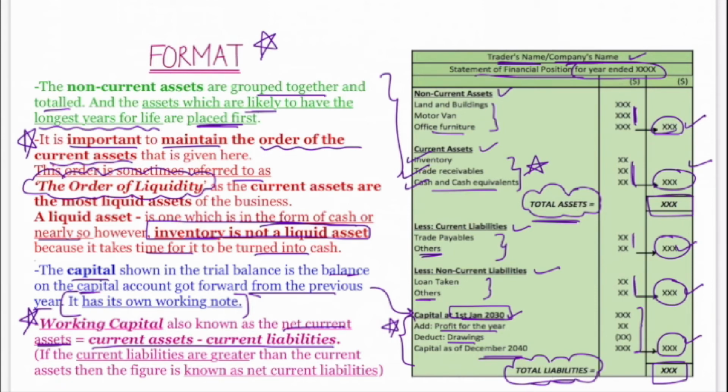Now, if the current liabilities are greater than the current assets, then this figure will be known as net current liabilities. So, if current assets are more, then it is known as net current assets. If the liabilities are more, then net current liabilities.